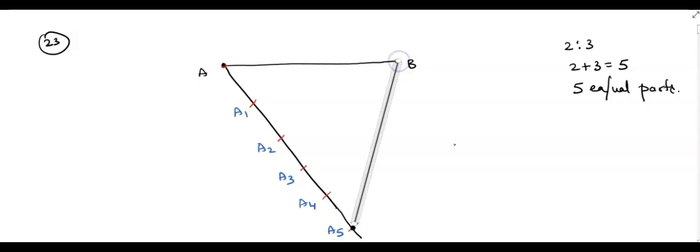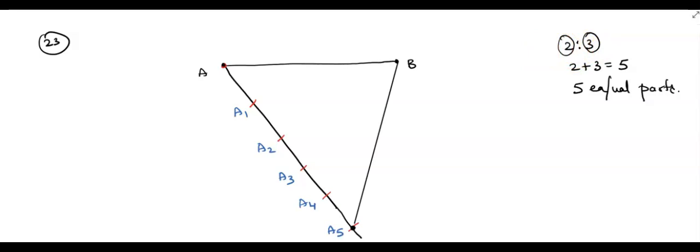Okay. Now I have joined this with a straight line. Now we have to draw 2:3. Correct? We have to draw 2:3. First is 2, second is 3. Correct? 2:3. Where is the first part 2?